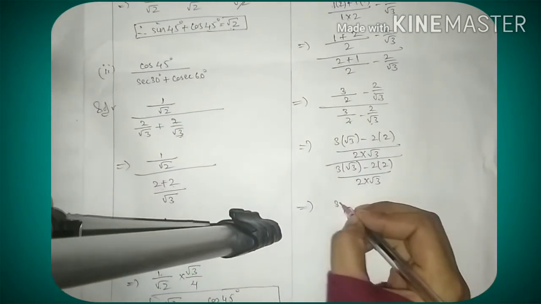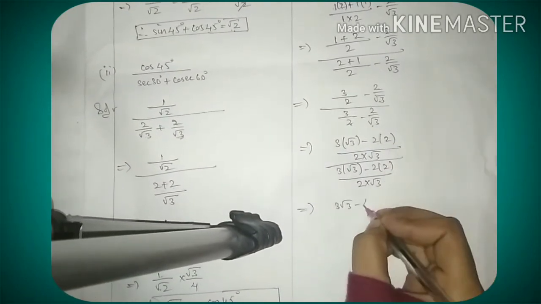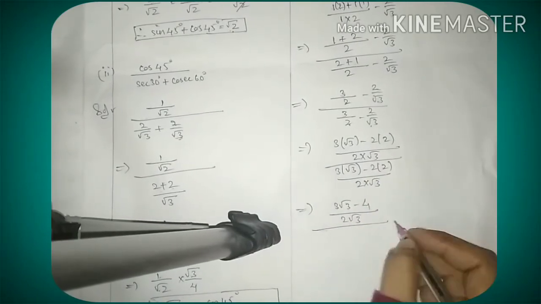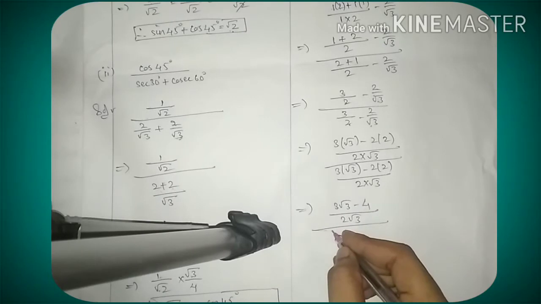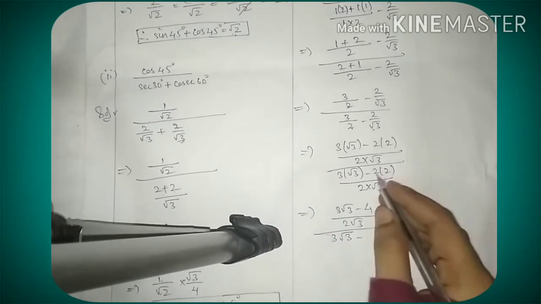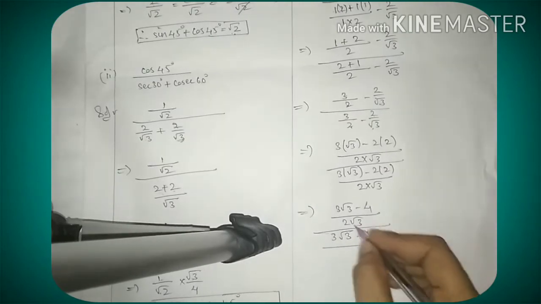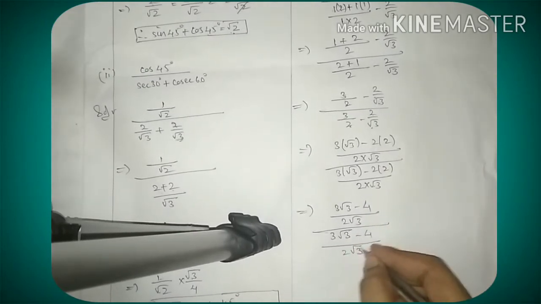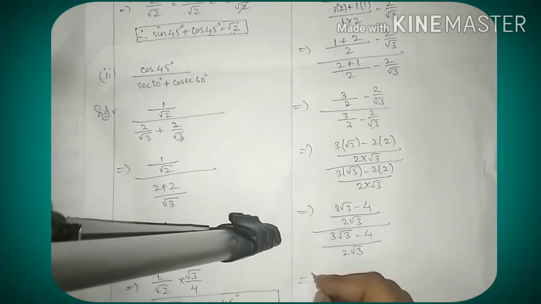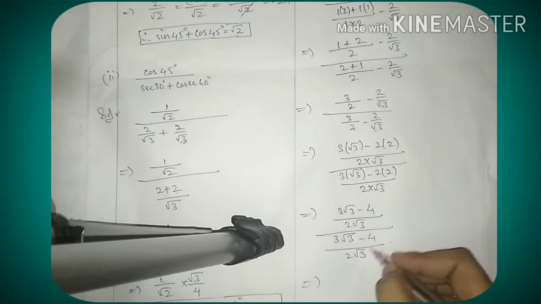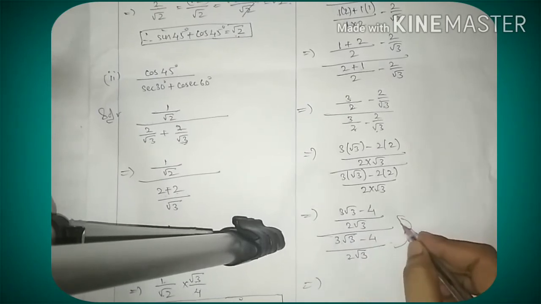3 into root 3, 3 root 3 minus 2 2s are 4 by 2 into root 3. Now we will send this 3 root 3 minus 4 by 2 root 3 in the numerator.